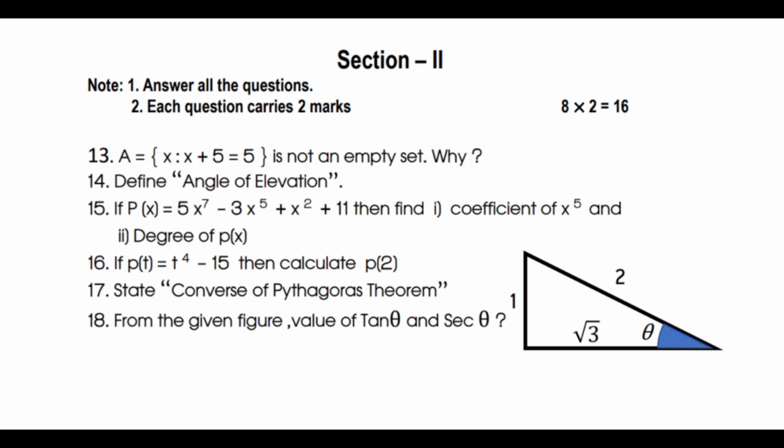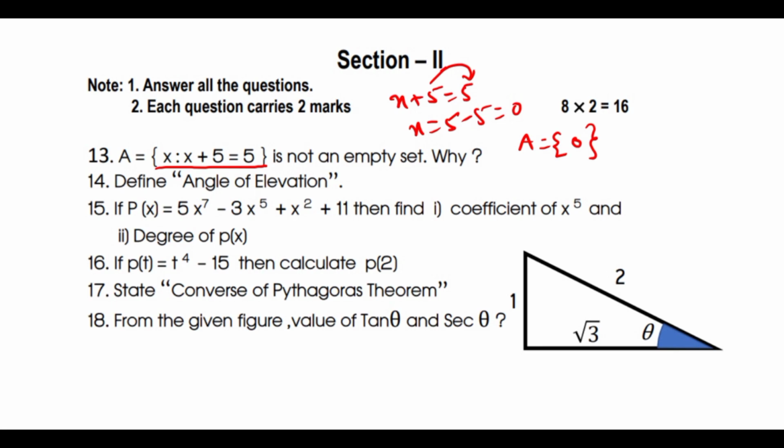So A equals x such that x plus 5 equals 5. Is it not an empty set? Yes, you can see here x plus 5 equals 5, so x is equal to 5 minus 5, which is equal to 0. So 0 is an element. So set A equals {0}, now you will get 0 in the roster form. This is the roster form of the given set. So 0 is an element, so how can you take it as an empty set? Right? So it is not an empty set.